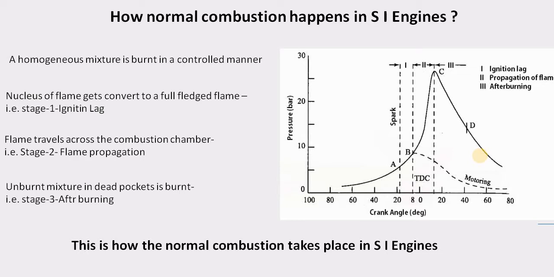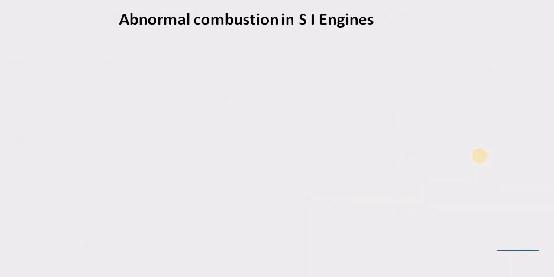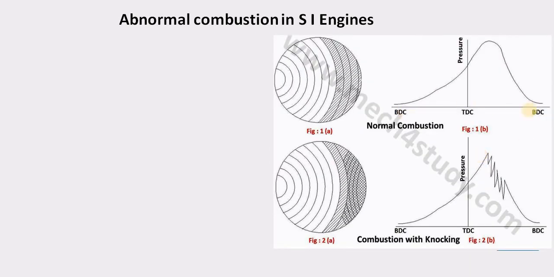But we do have some abnormal combustion taking place in the combustion chamber of an SI engine. Here you can see this particular P-theta diagram, which shows the normal combustion curve, and here it shows the abnormal combustion curve. So let us discuss what this difference is.